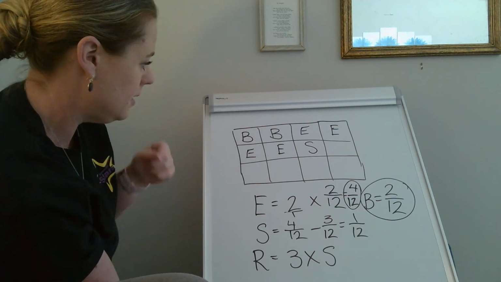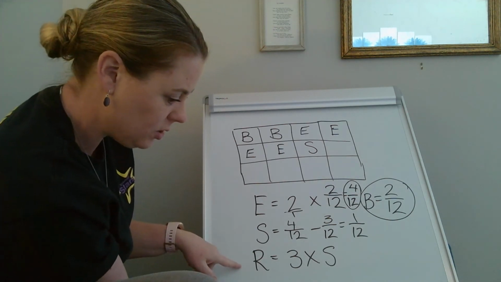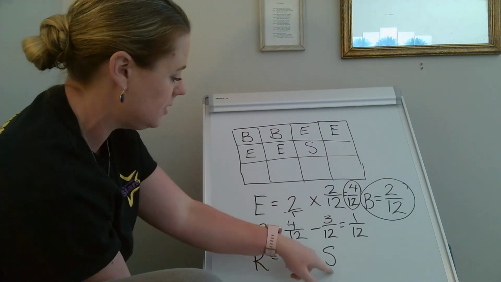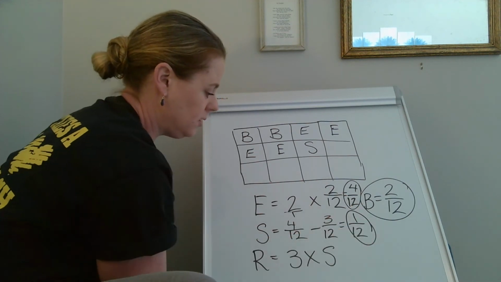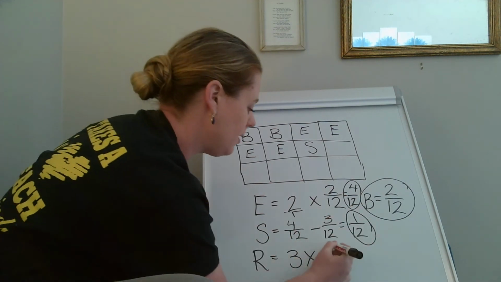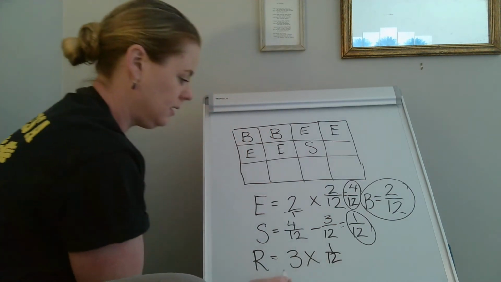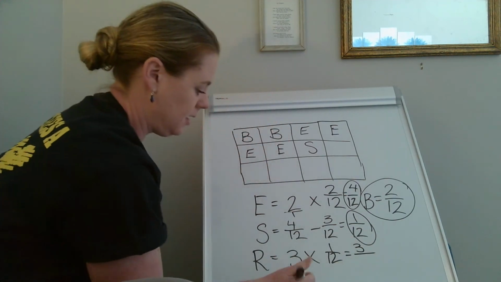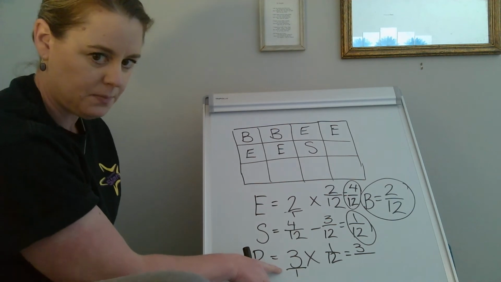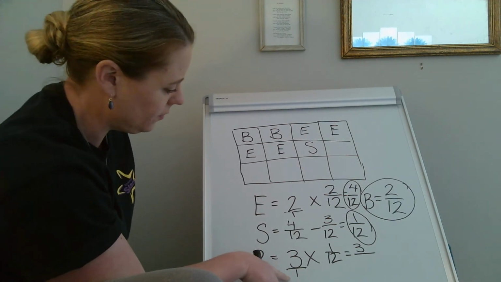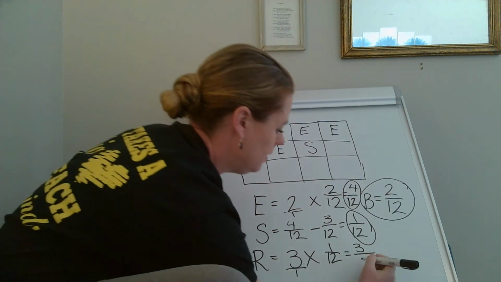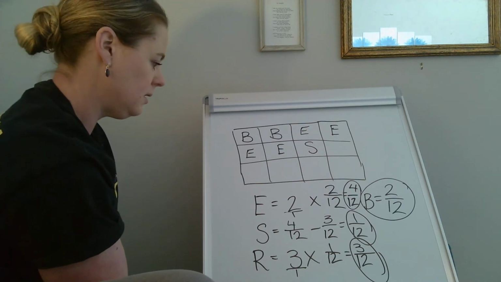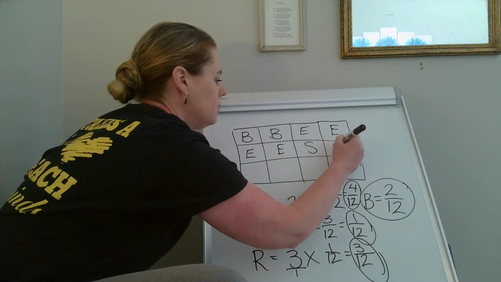And then the last person we need to figure out is Rachel. Rachel paints 3 times as much as Sarah. And we know Sarah is 1/12, so we can put 1/12 in for that S. Okay, so 3 times 1 is 3. And our whole number is over 1, so 1 times 12 is 12. So Rachel painted 3/12.